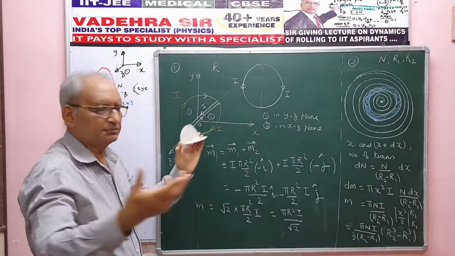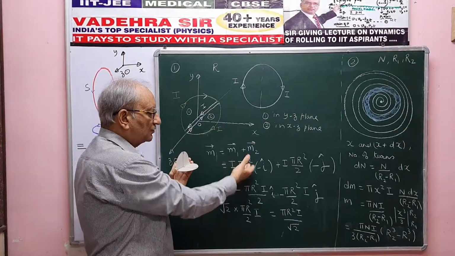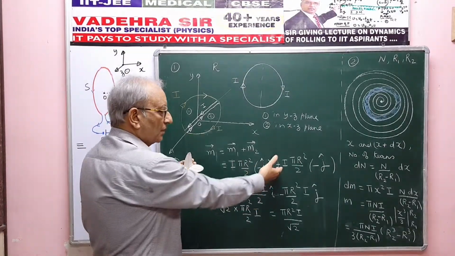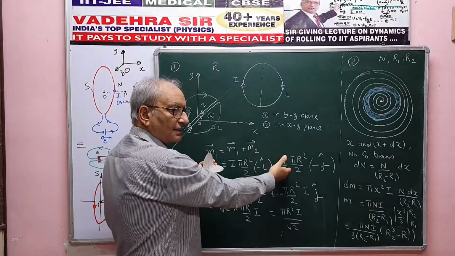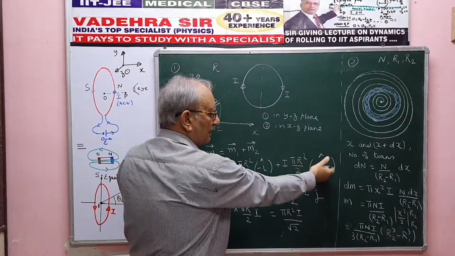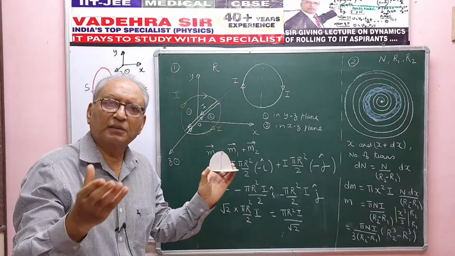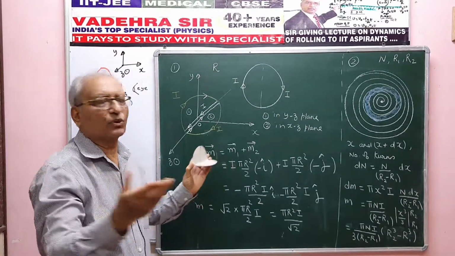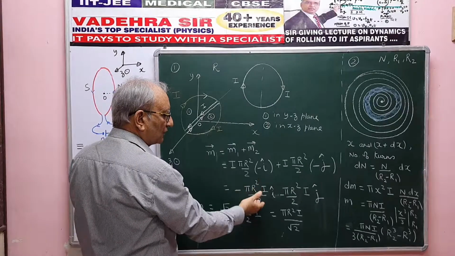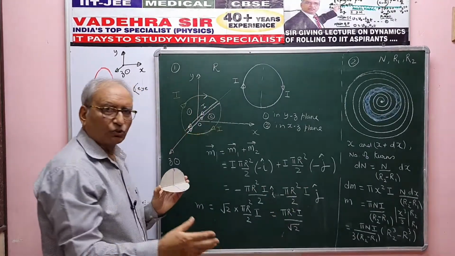So magnetic dipole moment for one, I pi r square by 2, vector wise minus i cap, plus I pi r square by 2 area, direction minus j cap. So easy. Once you picturize, look, the beautiful problem has now become so easy. So this is equal to minus pi r square by 2 I i cap minus pi r square by 2 I j cap.